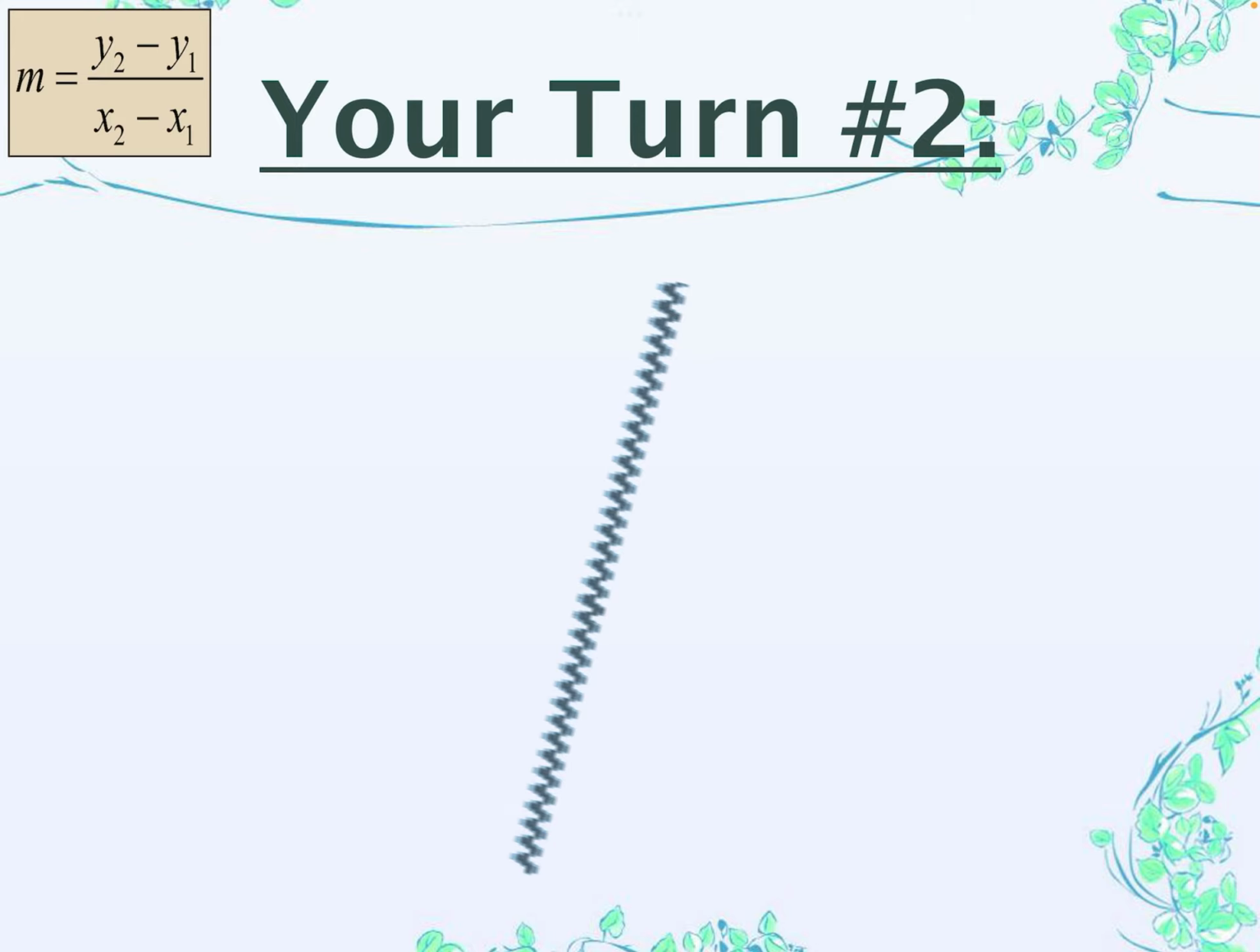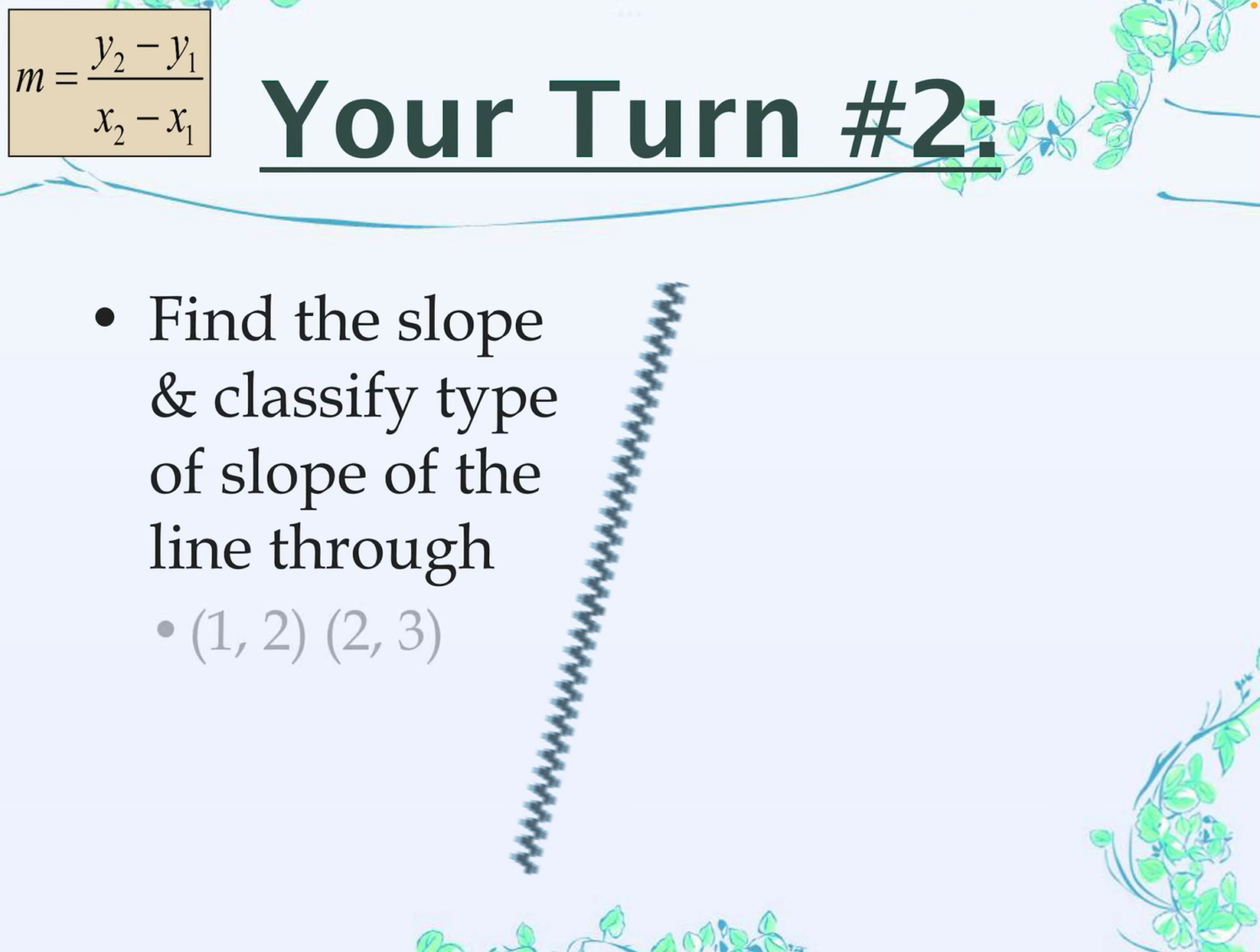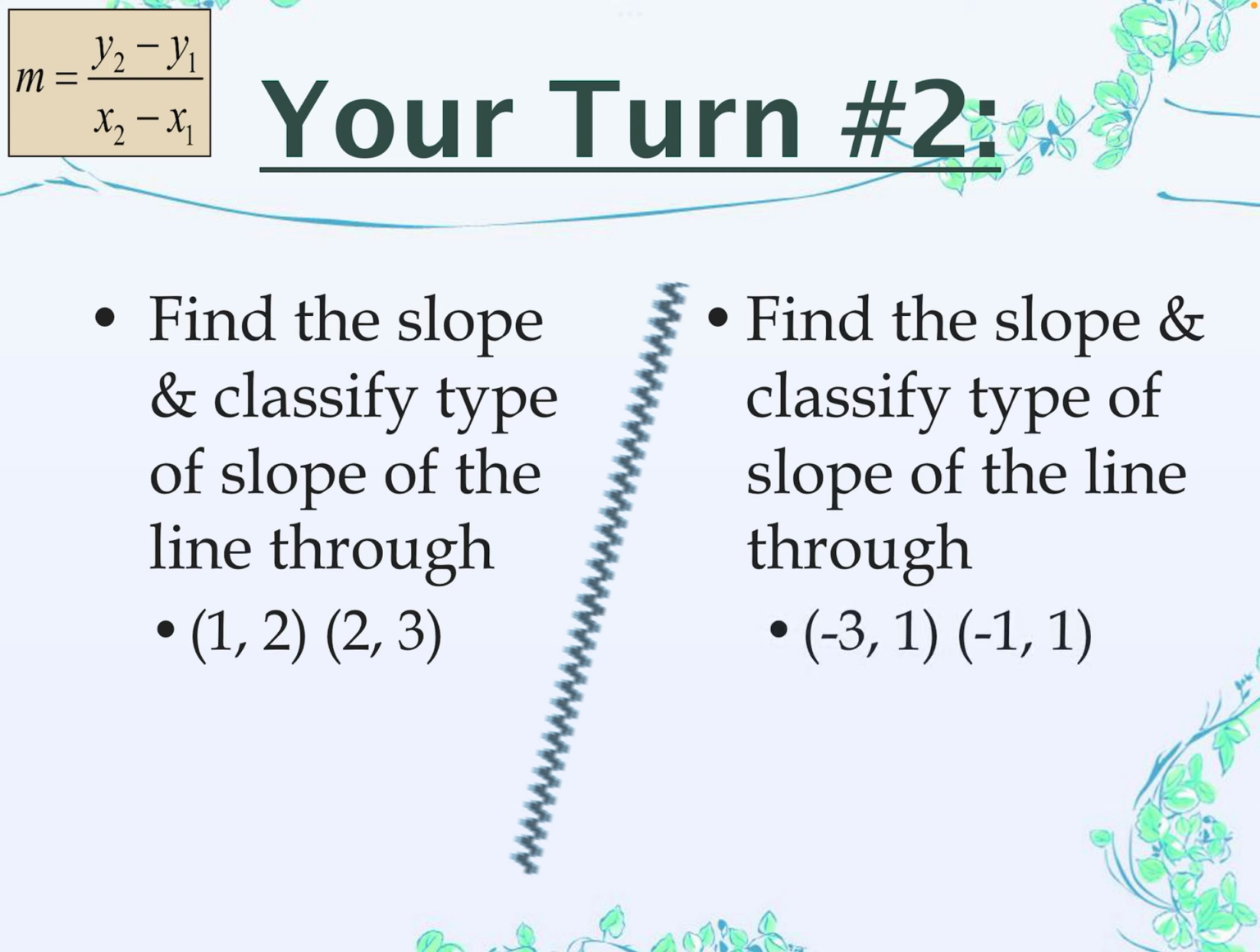So your turn. You want to find the slope from each of those two pairs of points and then classify it. Is it positive, negative? Is it a horizontal line? Is it a vertical line? Once you're done, so pause the video to complete these. Once you're done, push play, and we'll go over the answers.